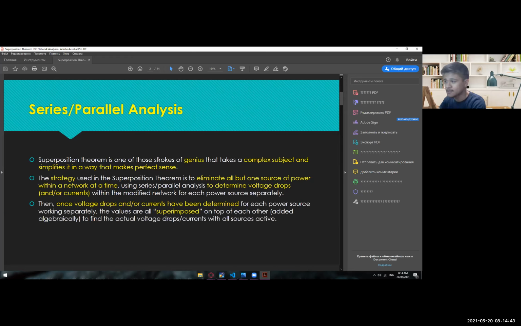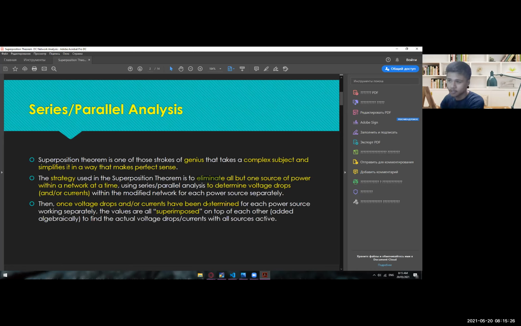Once voltage drops and or currents have been determined for each power source working separately, the values are all superimposed on top of each other, added algebraically, to find actual voltage drops or currents with all sources active. Meaning, we will eliminate everything and retain one voltage source. Let's say we have two voltage sources, so we're going to have two computations. We eliminate the other voltage source for now and solve for the retained one. That's your first computation, and then vice versa.